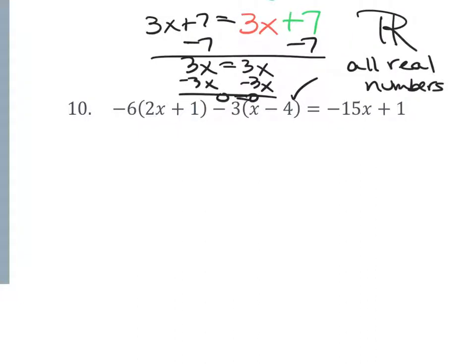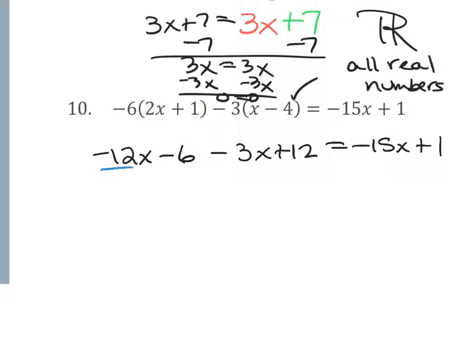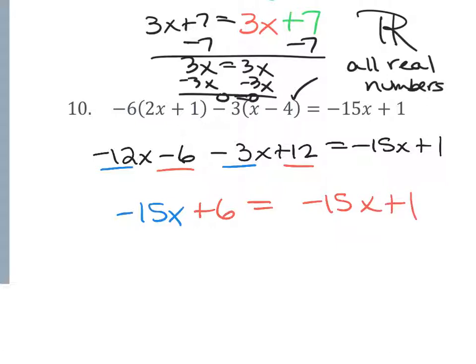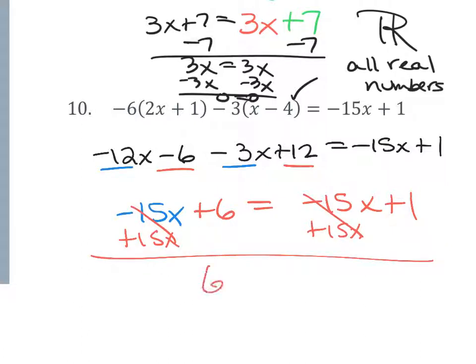And the last one, we're going to distribute the negative 6. So it becomes negative 12x minus 6. Distribute the negative 3. Combine your like terms on this left side. Negative 12 and negative 3 give me negative 15. Negative 6 plus 12 is 6. Drop down the right side. And again, as soon as you see that you're going to try to put your x's together, you're going to see that they're going to cancel. And again, you're left with nonsense. This will never happen, so no solution.